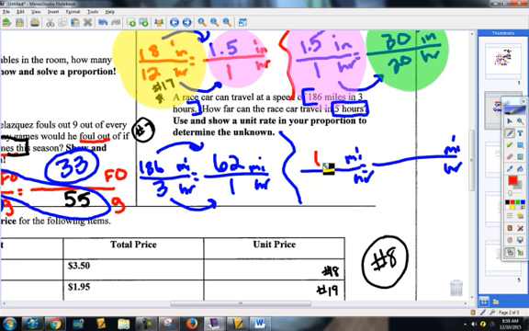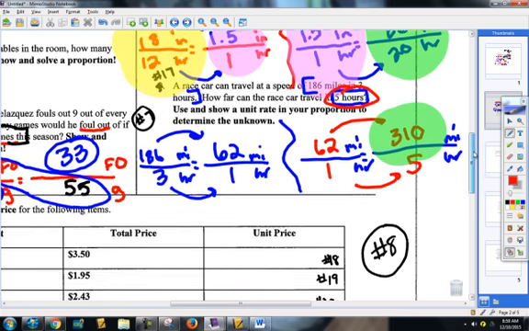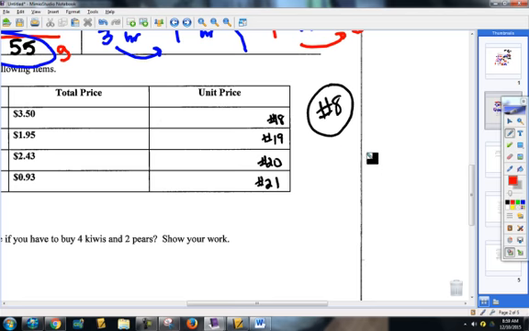Okay, I know that I'm going to use my unit rate here, and then I just answer the question, the real information. It gave me hours, so times 5. Times 5, what's it end up being? 310. 310 is my real answer, my real information. Good? Okay, next one.